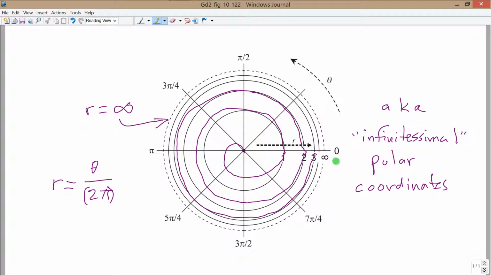So if we keep going and going, we're going to get this spiral that expands, but it gets closer and closer to this dashed circle, but never quite gets there all the way.